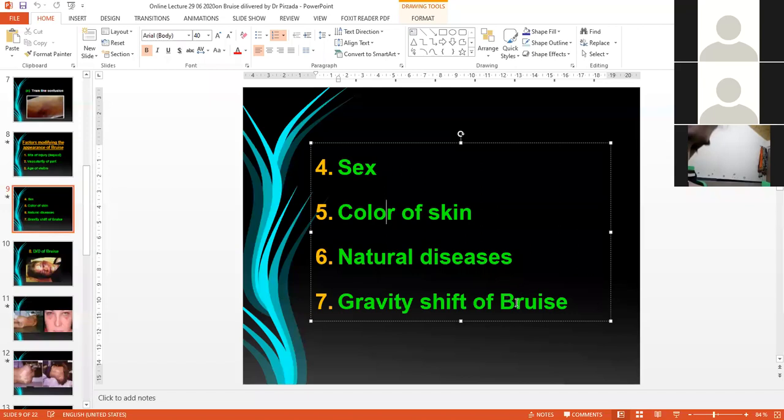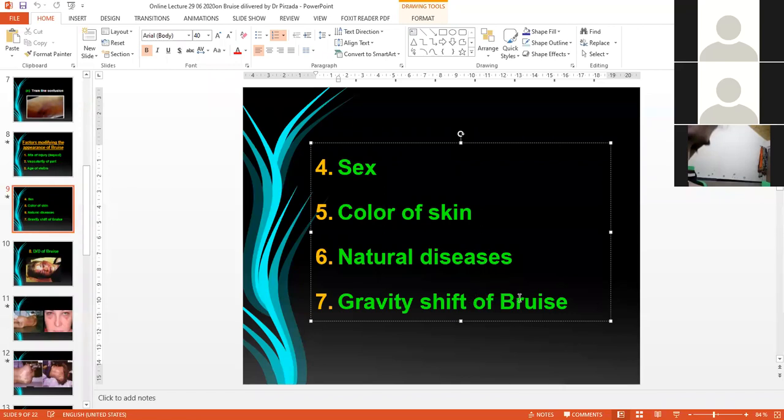Similarly, if the strike is on the lower thigh area, then in a standing position blood cannot accumulate in that area, but gets accumulated around the knee joint, and the person has swelling around the knee joint. What is this? This is the gravity shift of the bruise. Striking was on the upper area, but blood can trickle down and accumulate over the knee joint.